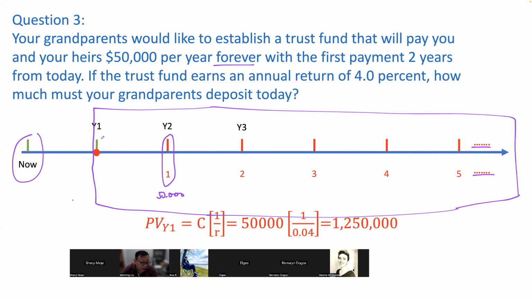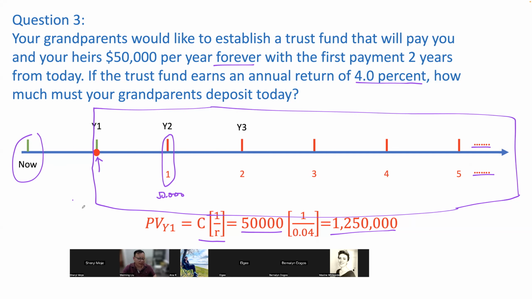So at year 1, at this time point, the red dot, the ordinary annuity formula is simplified to be the formula for the perpetuity. So C is the cash flow payment, 50,000, and 1 divided by R, which is 4%, 0.04. So I calculate at year 1 this perpetuity, the value if you discount all the future cash flows to year 1, that is 1.25 million.